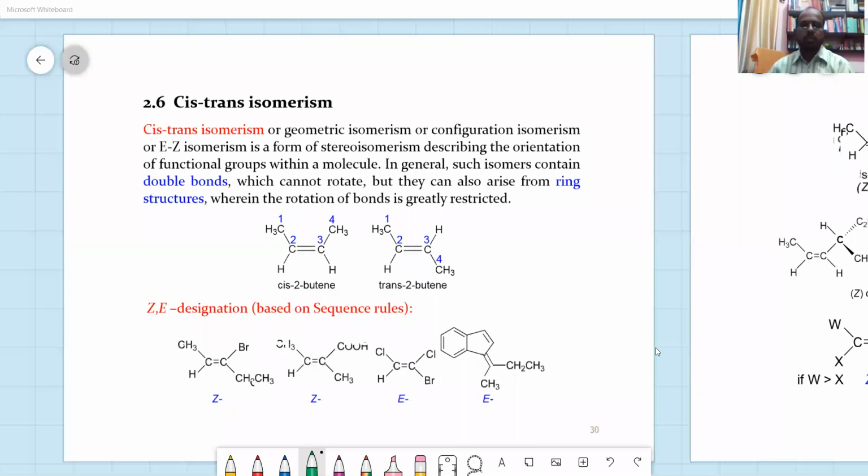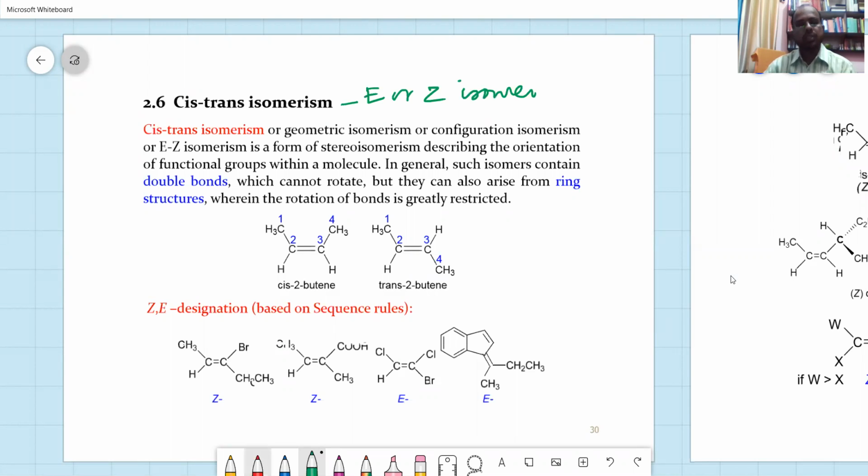So far we have been capable of giving the optical isomerism by drawing Fischer projection and priority rules. Here we are going to see the geometrical isomerism, for which we will apply the same set of rules, priority rules. And here we will have the names as the E or Z isomer.